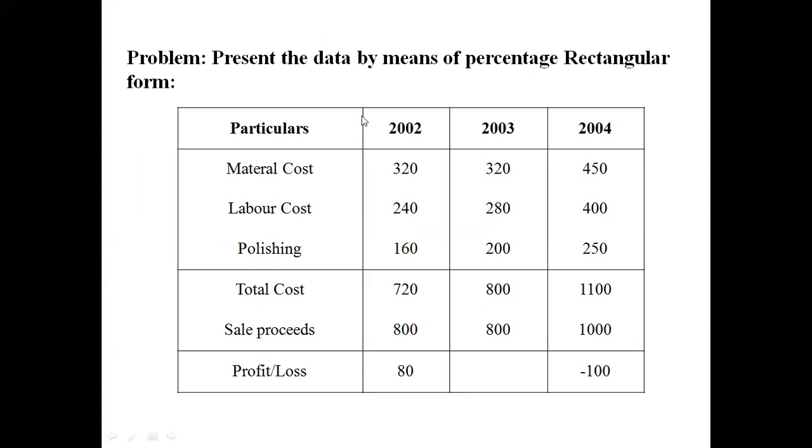Percentage or subdivided rectangles are all the same only. So material cost, labor cost, polishing all come to 720, that is total cost. Sales proceeds, that means per unit he is going to sell for 800 rupees, so therefore profit, because cost is equal to 720, sales is equal to 800, we are going to get the profit of 80 rupees here. But here 2003 data indicate 320, 280, 300, 200, 800 rupees, and sales proceeds is also 800 rupees, no loss, no gain.